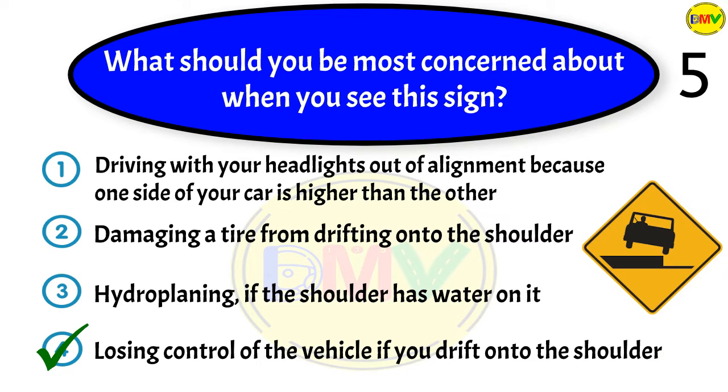The correct answer is 4. This sign indicates that the shoulder is lower than the road in the area ahead. If you drift off of the roadway and one wheel drops onto a low shoulder, do not slam on the brakes or steer sharply to try to get back onto the roadway. This could easily cause you to lose control of your vehicle.